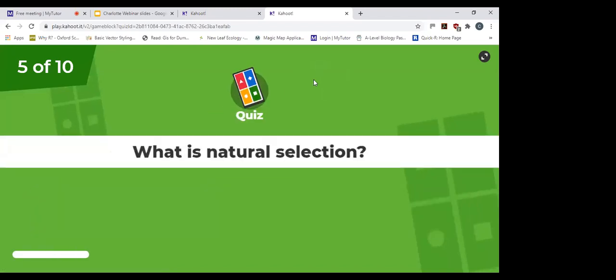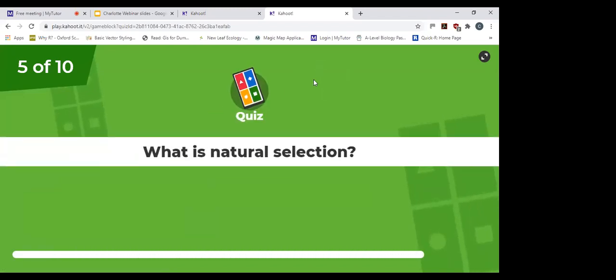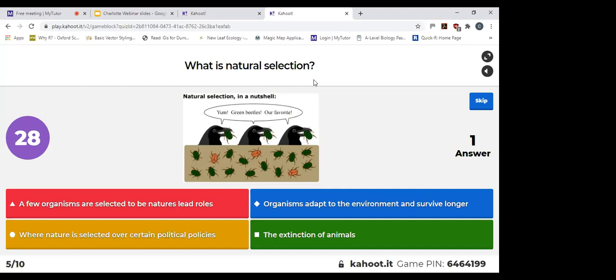Okay, question 5. What is natural selection? A, a few organisms are selected to be nature's lead roles. B, where nature is selected over certain political policies. C, organisms adapt to the environment and survive longer. Or D, the extinction of animals. What is natural selection?